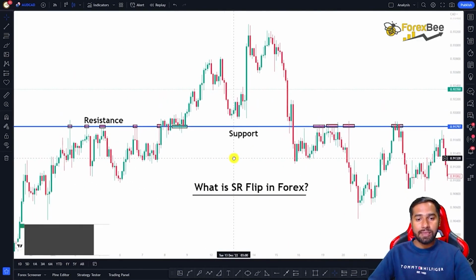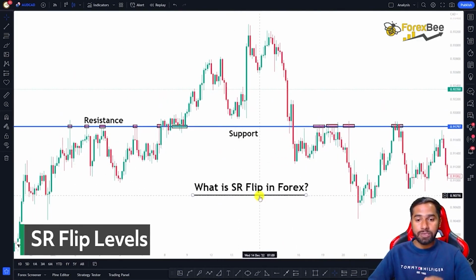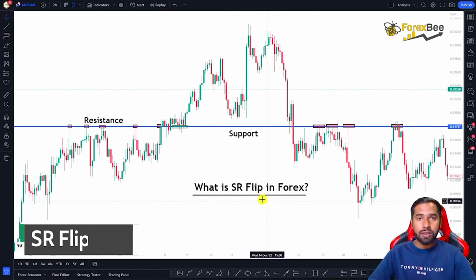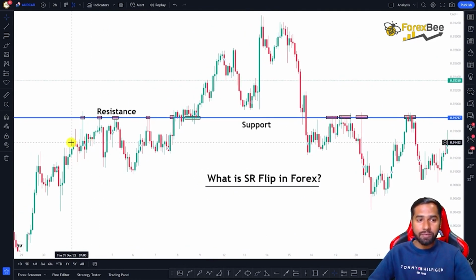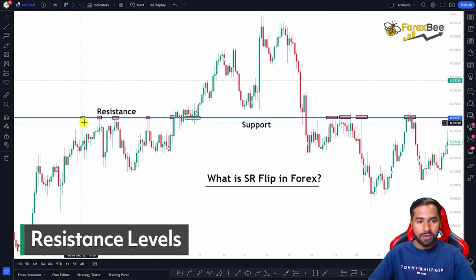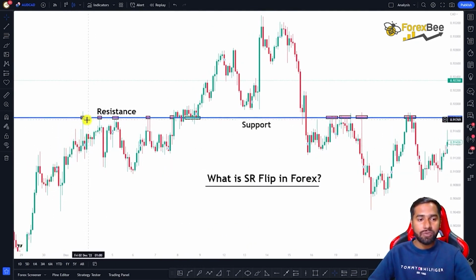First of all, the thing that we need to understand is what are SR flip levels in Forex. Now, if you're already familiar with the support and resistance levels, the resistance level is any level from which the price gets rejected in the bearish direction. So let's say if the price is going upward and then it bounces back from here multiple times from this level, then this level will act as resistance because it is resisting the price from going upward. So from here, this level is acting as a resistance level.